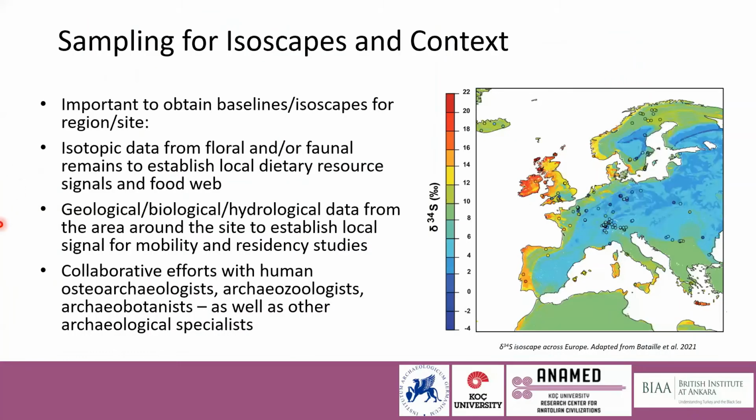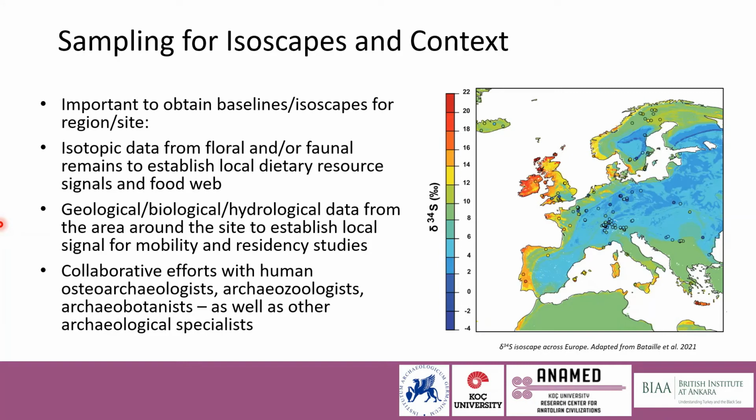As well as sampling the population of individuals that you want to analyze, it's important in isotopic studies to do extra sampling as well. It's important to obtain your baselines or your isoscapes for a regional site. This can be taking isotopic data from plants and animals. If you're looking at human diet, for example, there are variations in isotopic signatures for plants and animals. If you don't know what these signals are, then you might not be able to fully interpret the isotopic signals of the humans and work out their dietary inputs.